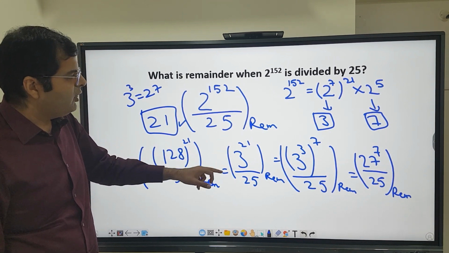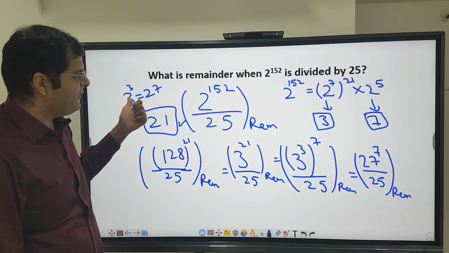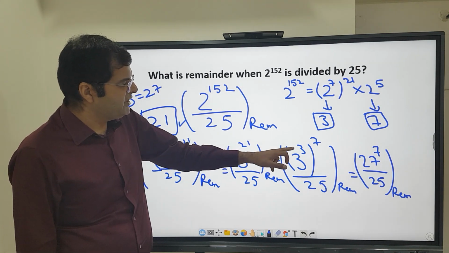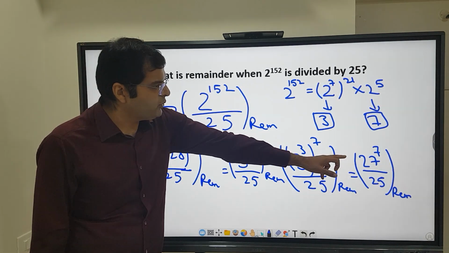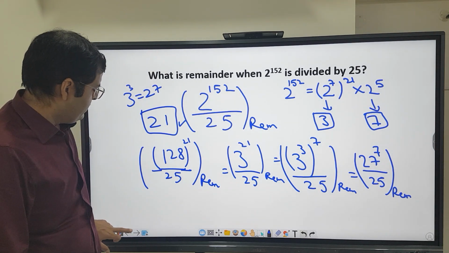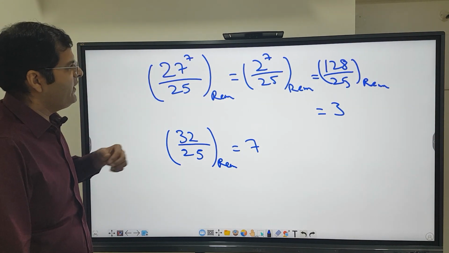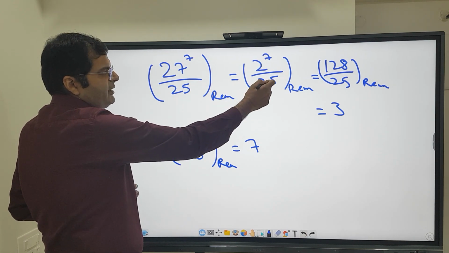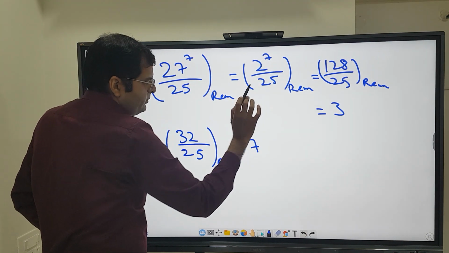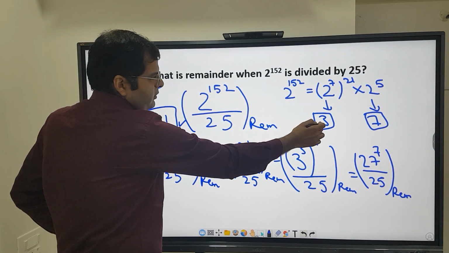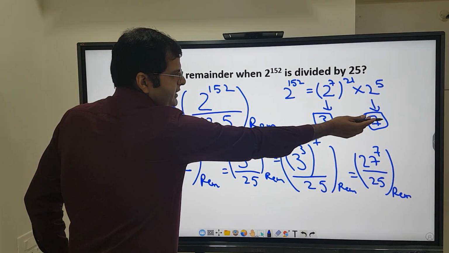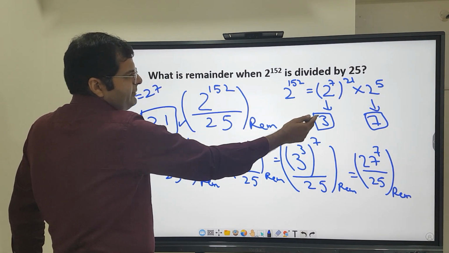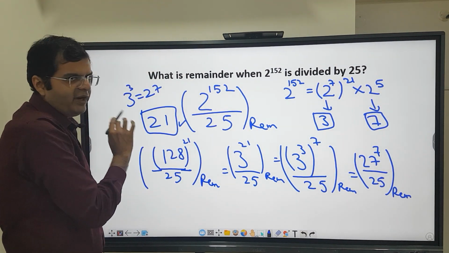Now, 3 raised to 3 is 27, which is very close to 25. So 3 raised to 21 is written as 3 raised to 3 whole raised to 7. This becomes 27 raised to 7 upon 25. Further, 27 upon 25 has remainder 2, so this becomes 2 raised to 7 upon 25, and the remainder of that comes out to be 3. The other part, 2 raised to 5, is 32, and 32 upon 25 has remainder 7. So the remainder that we have to find will be 3 times 7, which is 21.